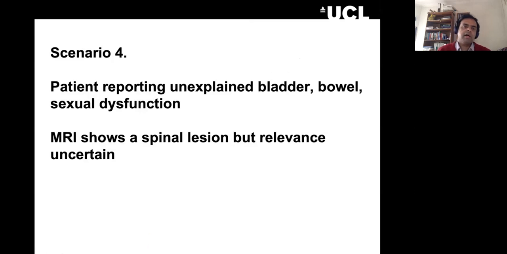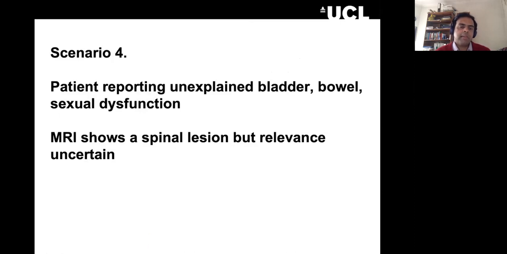And lastly, this is a common scenario, where a patient has reported unexplained bladder, bowel, and sexual dysfunction. Your clever urologist has ordered an MRI scan, thinking that he doesn't want to bother the neurologist.